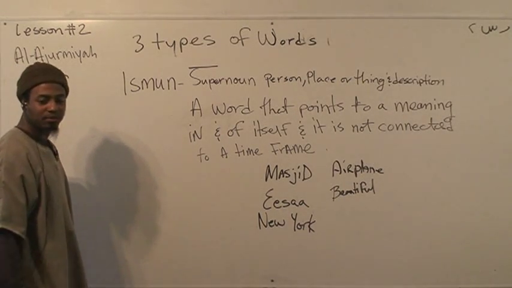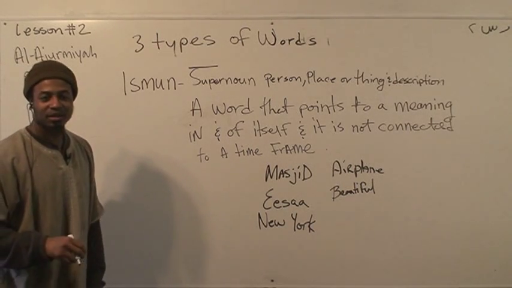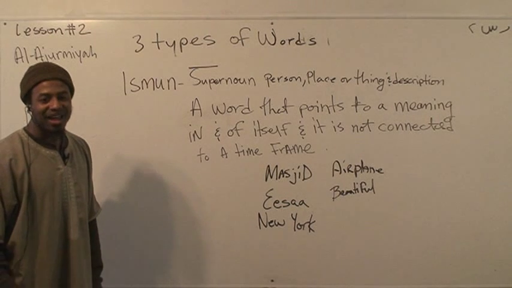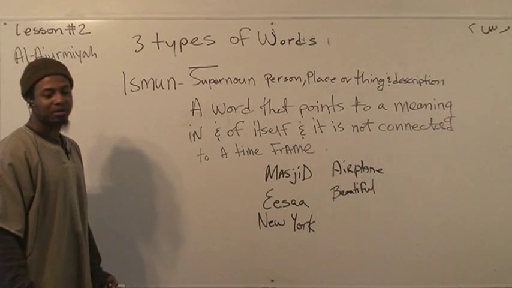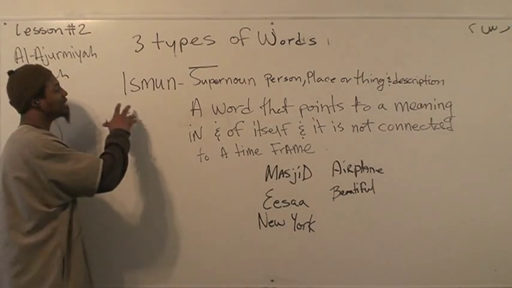What does sarf mean? Etymology. What does etymology mean? Don't whisper. To break down the word, where it comes from. To break down the word, to be able to tell what that word is.